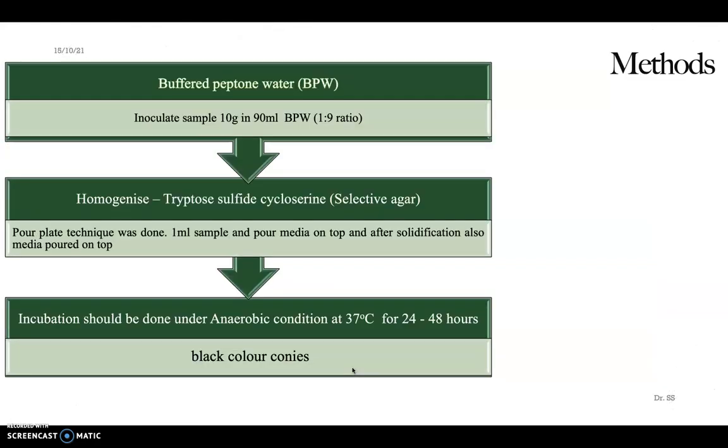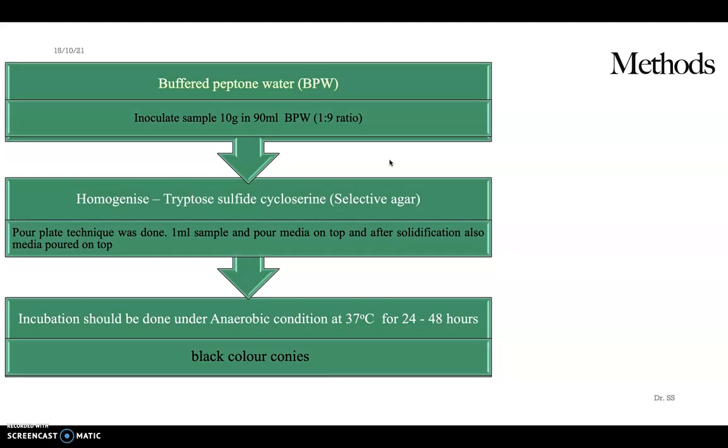Okay, so now we will see the methods. First, we have to use buffered peptone water, because we have to detect Clostridium perfringens in food. The food sample to be tested should be taken as 10 grams and mixed in 90 ml of buffered peptone water, so it is in the ratio of 1:9. After that, it is completely homogenized.